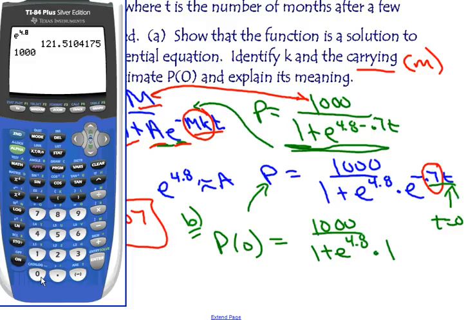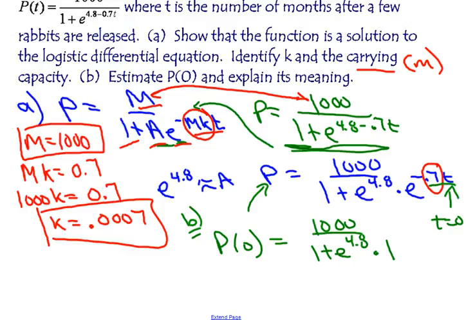So I go 1,000. I'll divide by the quantity 1 plus e to the 4.8. That's the last thing I just calculated. So let's just put in second answer. And I get an answer of 8.162. But we're talking about rabbits here. So we'll round that to the nearest whole number.